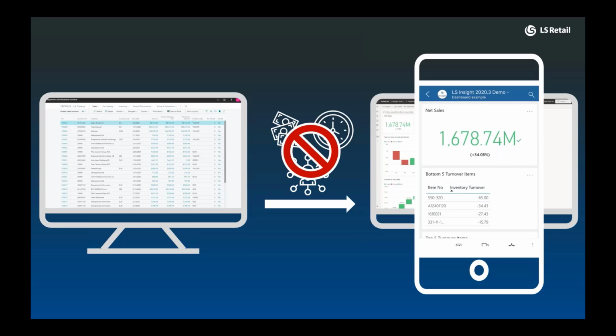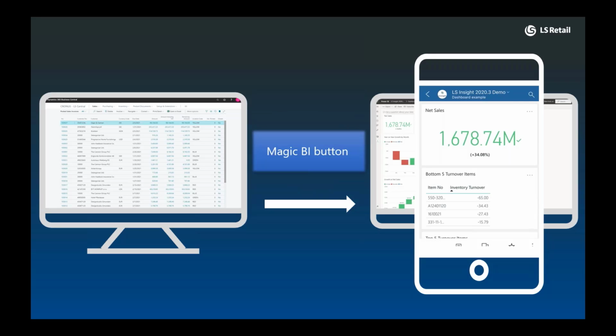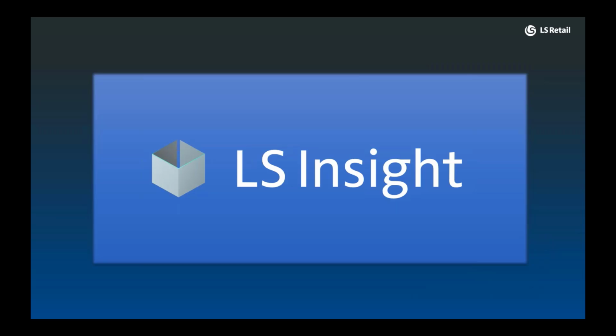And we want this without the time, cost, and complexity of creating a business intelligence data warehouse and solution from scratch. But how do we get there? Is there a magic BI button somewhere we can press that turns our data into valuable insights for our business? For LS Central, the magic BI button is called LS Insight. But what exactly is LS Insight?